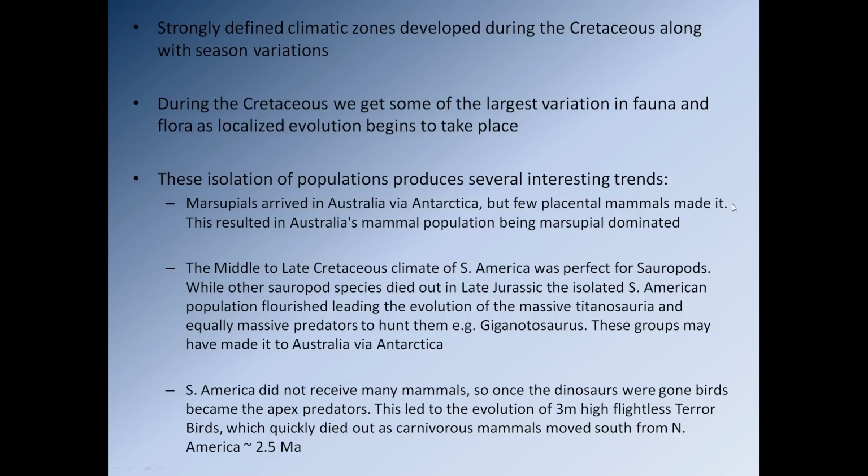What happens is Australia separates from Antarctica before the placental mammals have the opportunity to make it across in large numbers. And so, as I say, the mammalian population of Australia is dominated by marsupials.